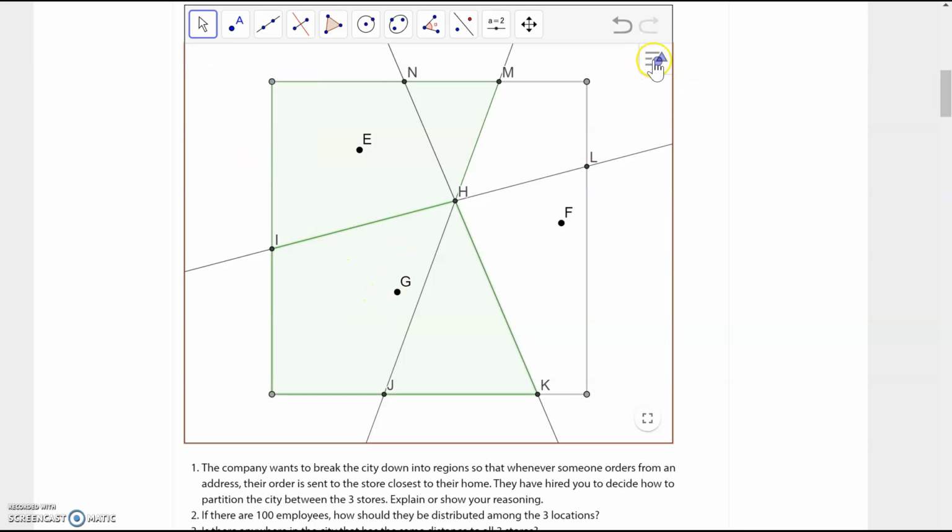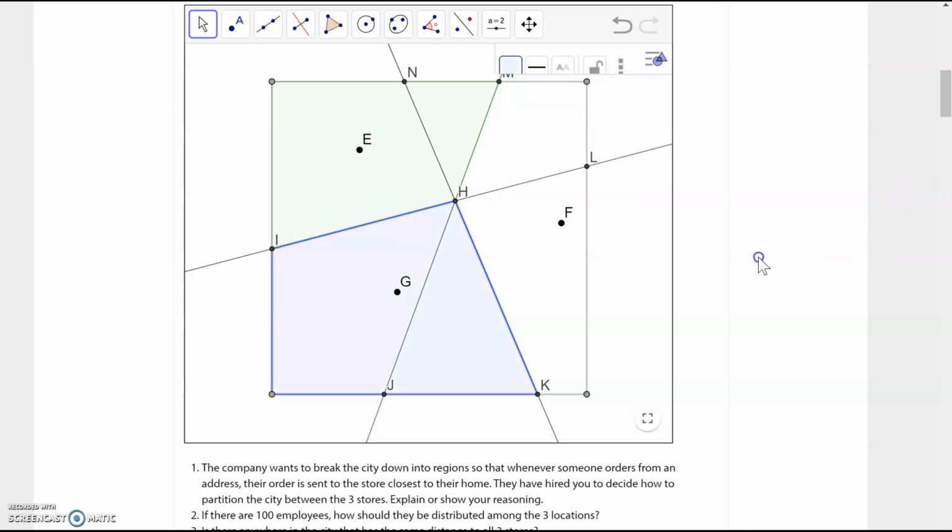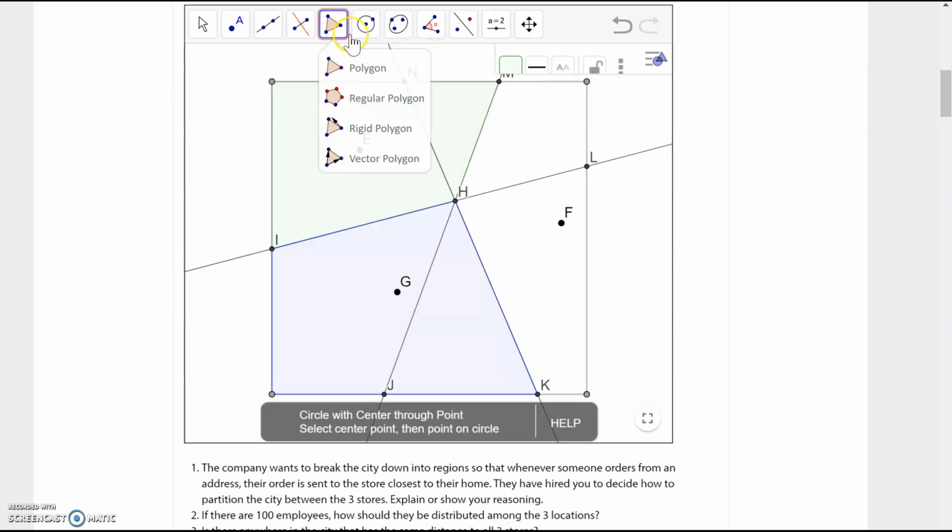So I'm going to go over here to this little tool. Remember the tool where we can change the colors. And we're going to change it to whatever that color is. Red, I guess. Okay. Now we're going to do one final polygon.